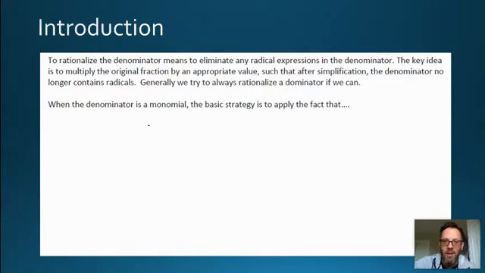So when the denominator is a monomial, meaning a single term, the basic strategy we use is to apply the fact that if I have a square root, say the root of x, and I multiply that by another root x, then I get the root of x squared, or I just get x. And of course, this works when x is positive or 0. This wouldn't work for negative numbers because you can't root a negative number.